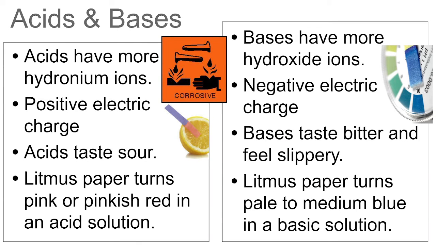Here's a little bit of information about acids and bases. We've already said that acids have more hydronium ions. They have a positive electric charge because they picked up a proton. Acids taste sour. You can remember that with lemon juice right there. Litmus paper turns pink or pinkish red in an acid solution. So right here you see a piece of litmus paper. It's a piece of paper that's been soaked in a chemical, and the color of the paper will change when it's exposed to an acid or a base. Right here you can see that it's turned pink, and that says we're looking at an acid, and lemons are acidic.